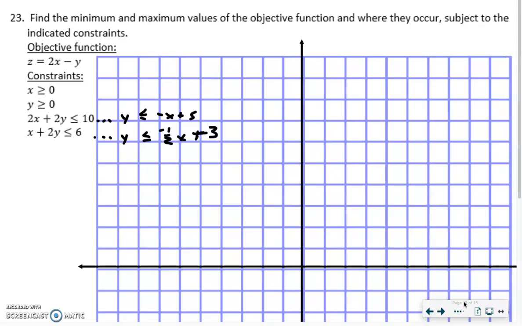All right, so let's go ahead and graph these. X is greater than or equal to 0, y is greater than or equal to 0. That's going to force us to stay in the first quadrant. So we're looking at this. My 3rd constraint, y less than or equal to negative x plus 5. I'm at 1, 2, 5. My slope is negative 1. Solid line, of course. Looking at something like this. My 4th constraint, y-intercept is at 3. Slope is negative 1/2. All right, solid line again.